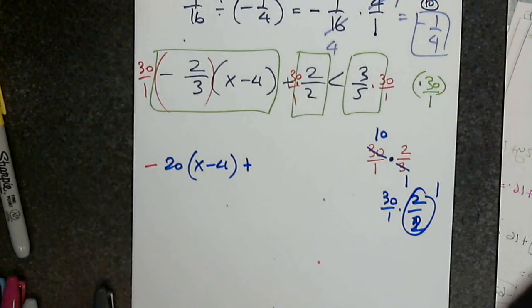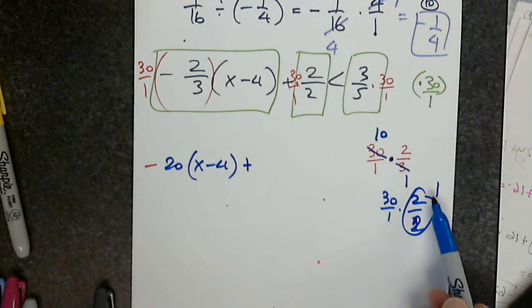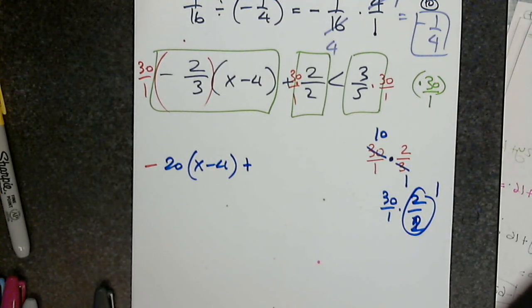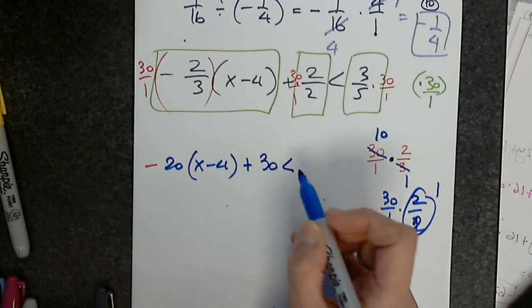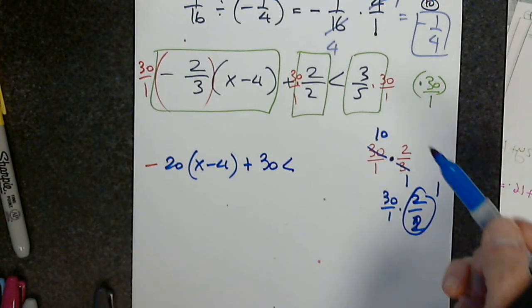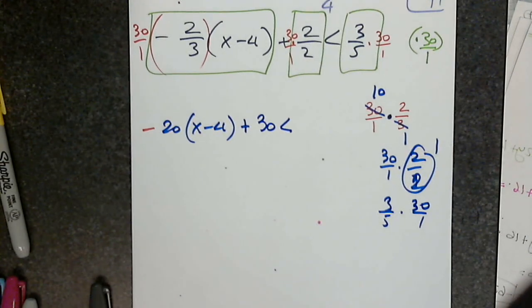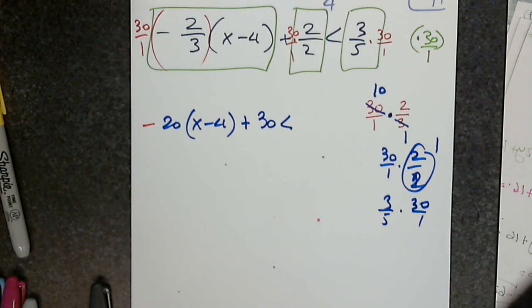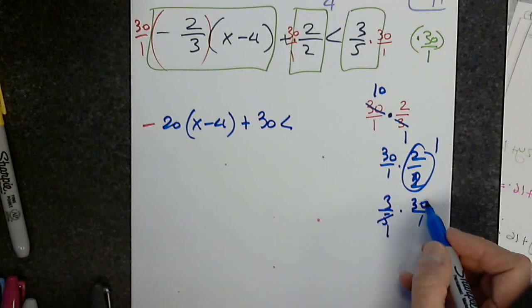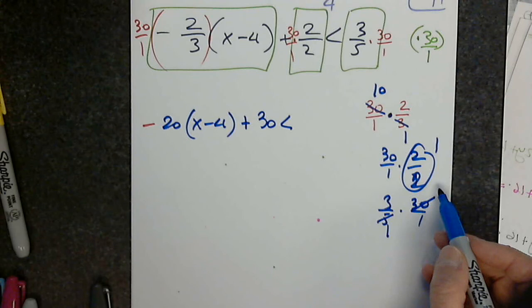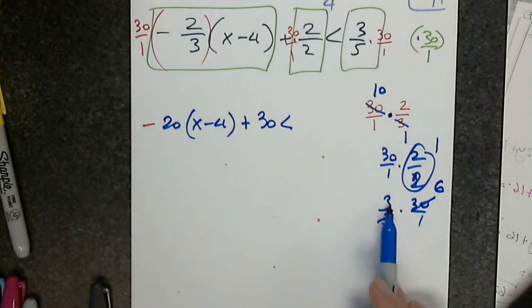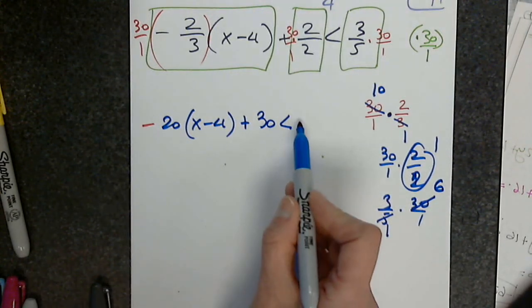This is 1. So 30 times 1 over 1. 30. Less than. Now we're taking this on the side. 3 over 5 times 3 over 1. What do I simplify by? 5. 5 divided by 5. 30 divided by 5 is? 6. Good. So I have 3, 6, 1, 1. So what do I have on this side?